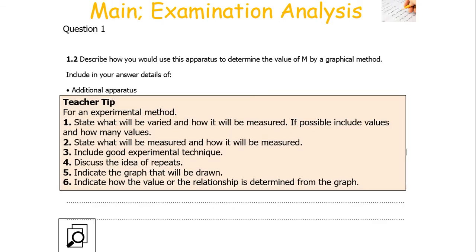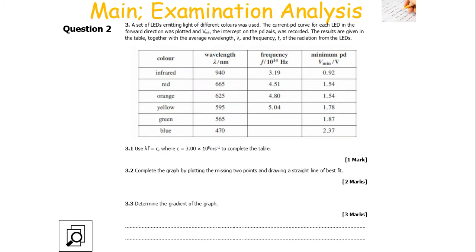Now, another question which could be asked is as follows. A set of LEDs emitting lights of different colours was used. The current PD curve for each LED in the forward direction was plotted and Vmin, the intercept on the PD axis, was recorded.